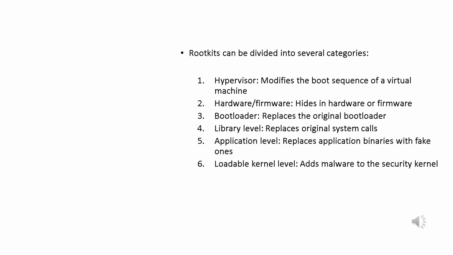Rootkits can be divided into several categories. Hypervisor modifies the boot sequence of a virtual machine. Hardware firmware hides in the hardware or firmware. Bootloader replaces the original bootloader. Library level replaces the original system calls. Application level replaces application binaries with fake ones. Loadable kernel level adds malware to the security kernel.